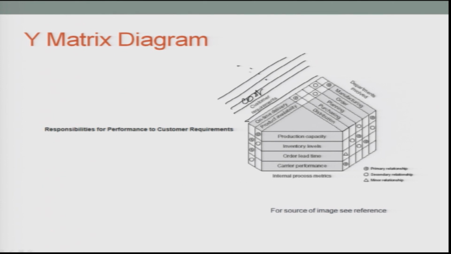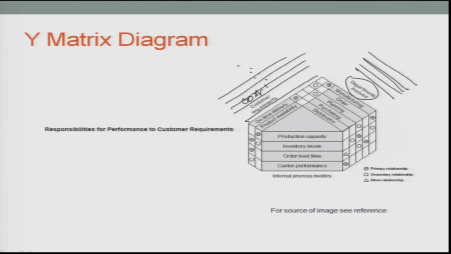So, all these things would be clubbed together layer by layer on one side, where the main emphasis is customer requirement. Then would be the departments involved. It can be distribution, purchase, planning, order, manufacturing, vendor, sales, and all these things can be clubbed in the other direction. And then there would be internal processes and metrics: production capability, inventory levels, order levels, carrier performance, and so on and so forth.